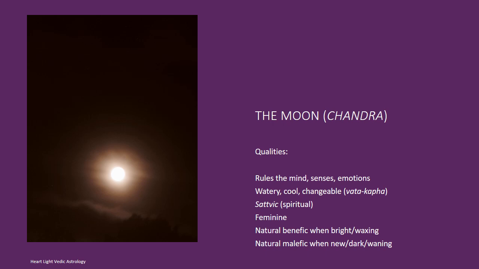It's a watery planet, so again, an emotional planet. It's cool, like the light of the moon is cool. It's changeable, like those phases of the moon. So from an Ayurvedic perspective or traditional Indian medicine perspective, the moon has the qualities of Vata or wind and Kapha, earth, because it's cool but changeable. It also happens to be sattvic or spiritual in nature.